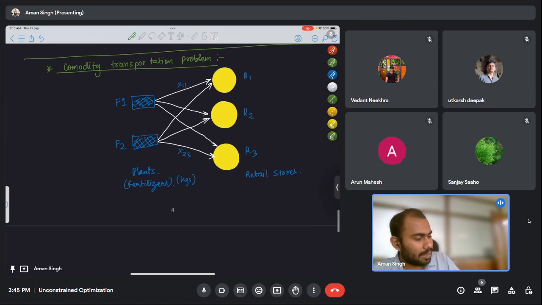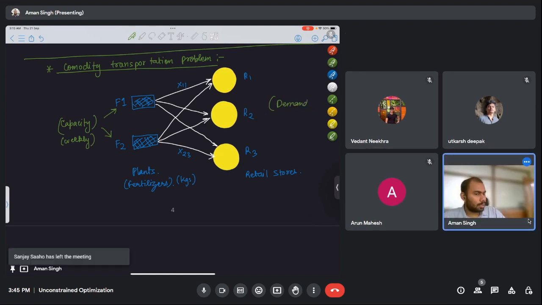So let's say these two have some supply, or let me use the term capacity. Each factory has some weekly capacity to produce fertilizer, let's say 1000 kg for one and 2000 for the other. And each retail store has some demand. You have to optimally distribute how the commodities should go from F1 to R1, F1 to R2, and so on, such that it is the best way.